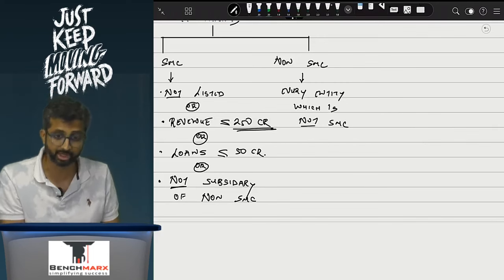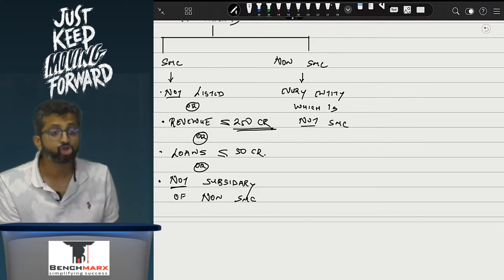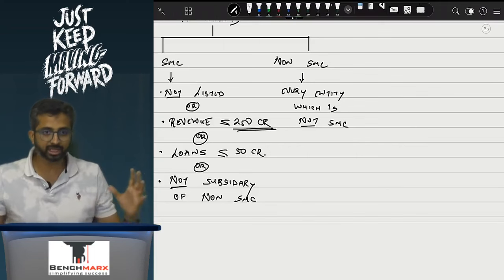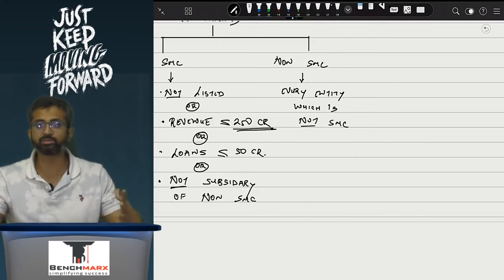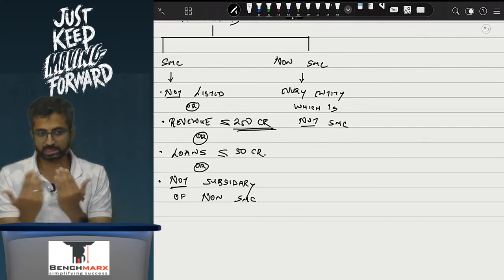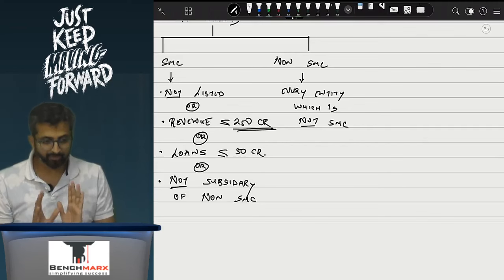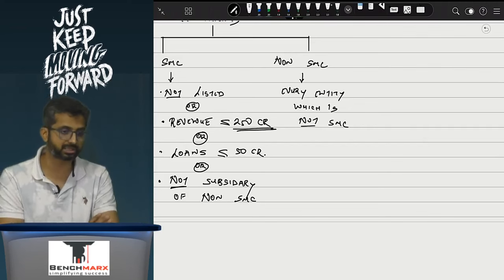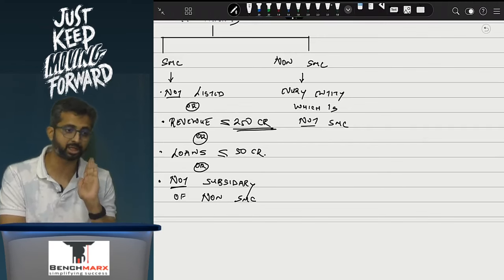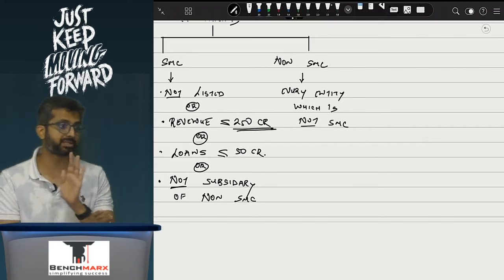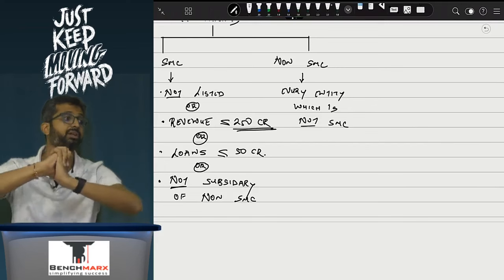Consolidated financial statements. Have you heard of Tata Steel? 600 subsidiaries. I will think as if it is one and the same. All of these 600 companies and Tata Steel, it is one and the same. However, I will also prepare a separate financial statement. I'll say Tata Steel is a separate legal entity. I'll also prepare consolidated financial statements where I say Tata Steel and its subsidiaries are one and the same.